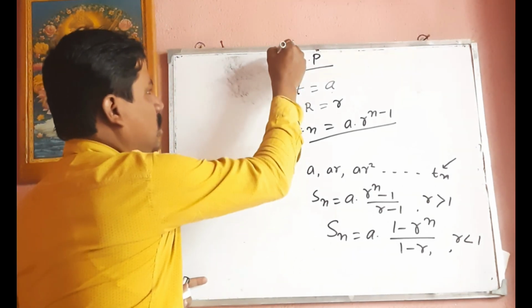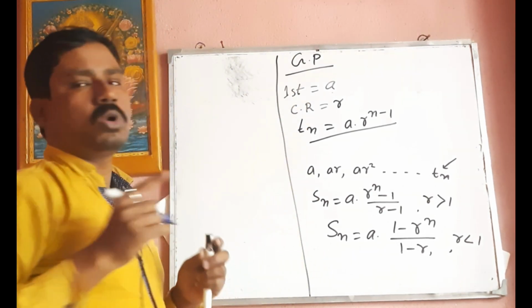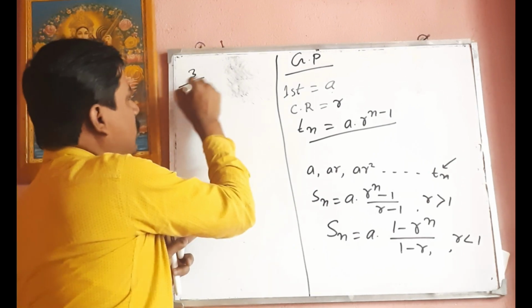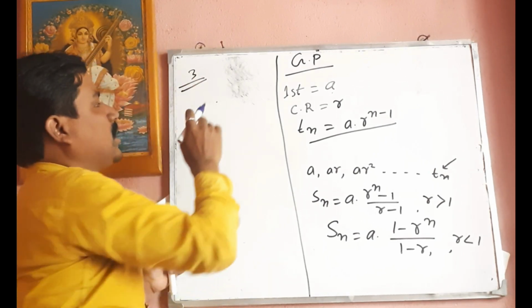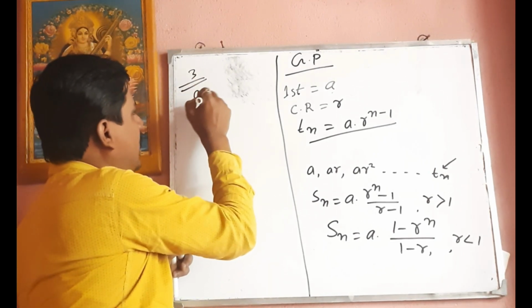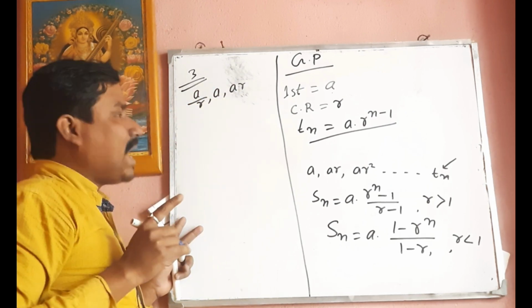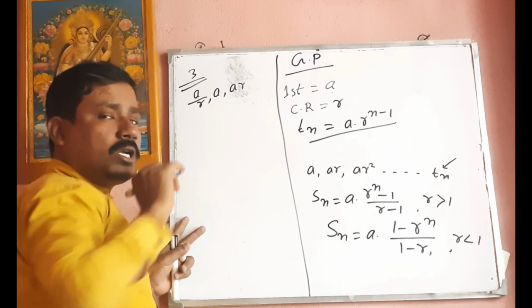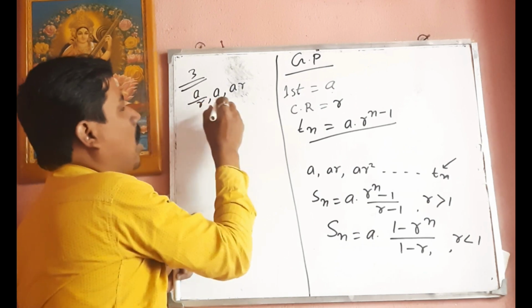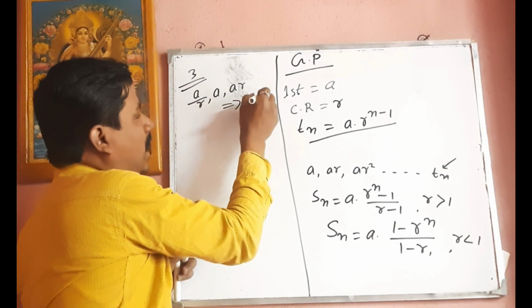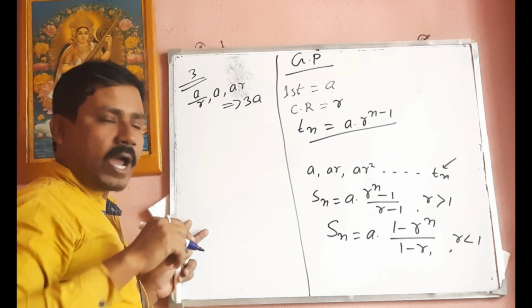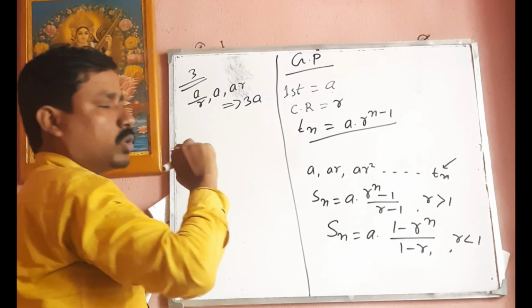And now we discuss 3 terms, 4 terms and 5 terms. When we take 3 terms in GP, then the terms are a by r, a and ar. And if we multiply all of these, then we get a cube. r vanishes, as it is the common ratio.